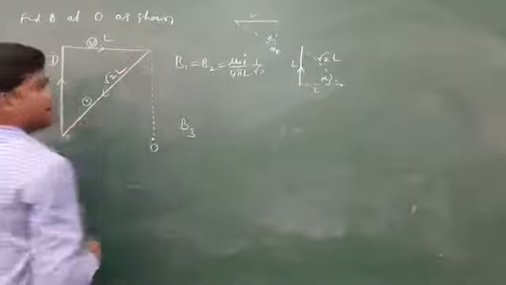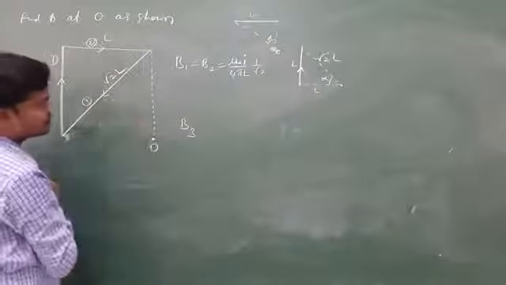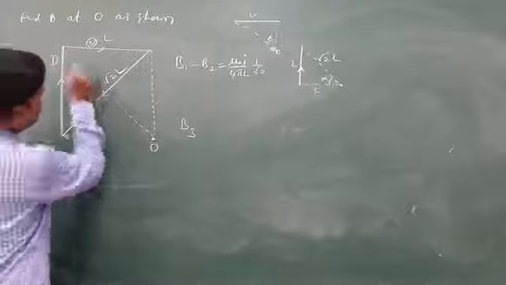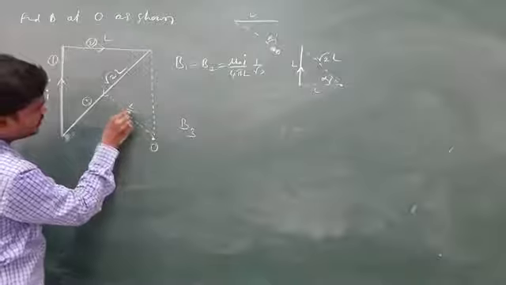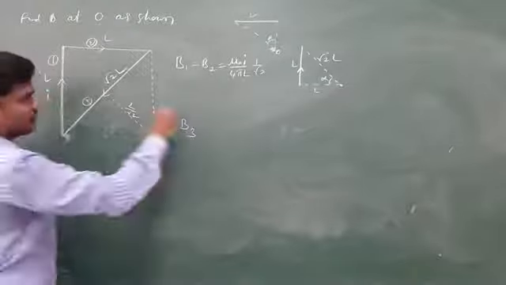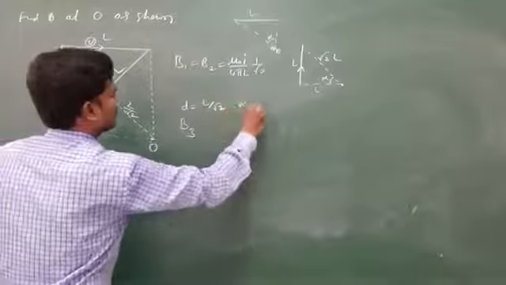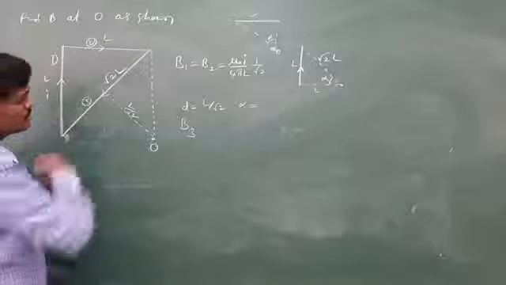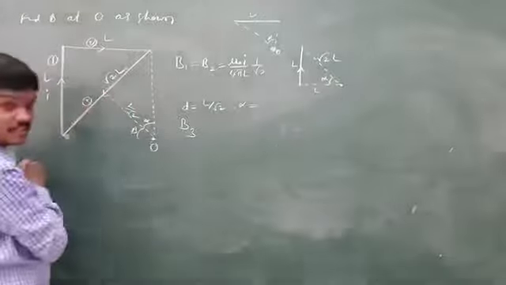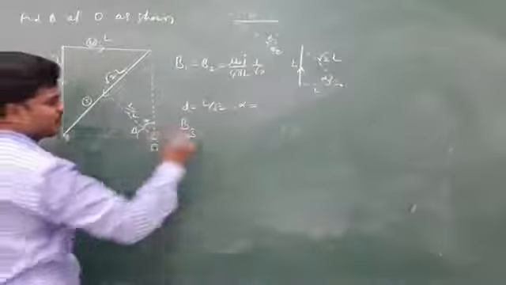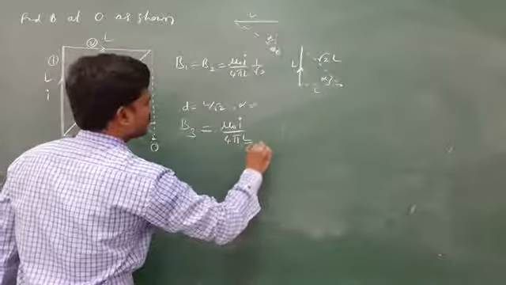For B3, see this distance. Total is root 2 L, and this is root 2 L by 2, so L by root 2. D is clear. For the third one, D is L by root 2, and again alpha, beta. So take this as alpha, and this is beta for this third conductor. One angle is alpha, the other angle is beta. So B3 is equal to mu naught I by 4 pi, L by root 2, sin alpha plus sin beta.